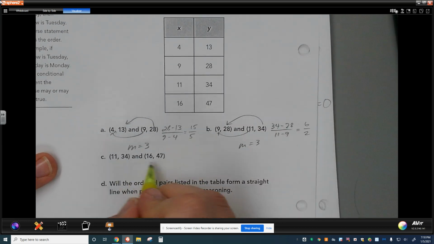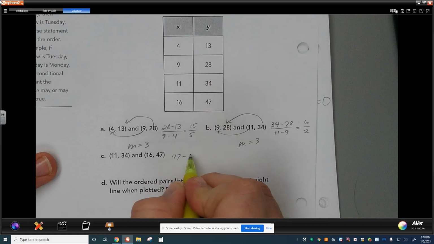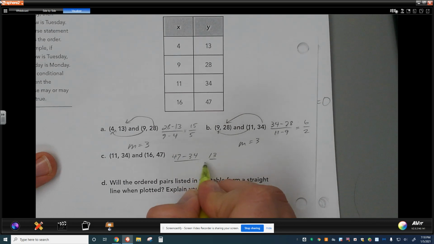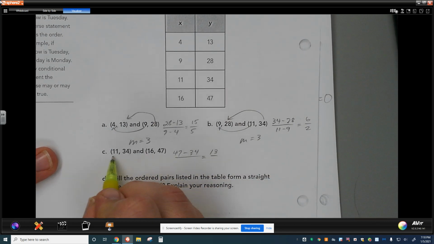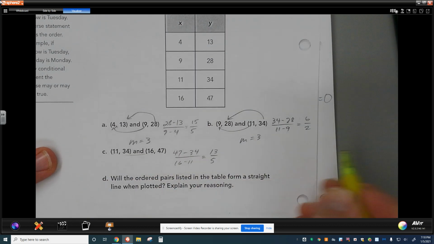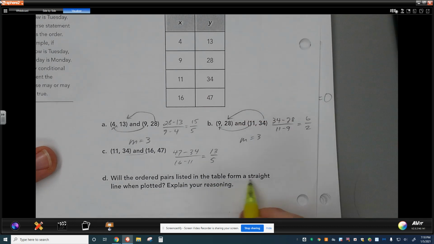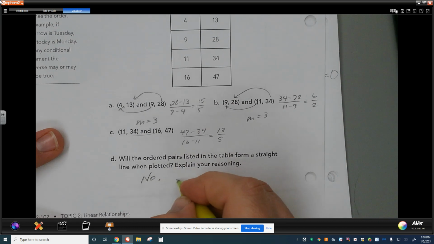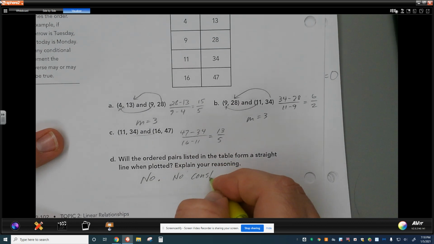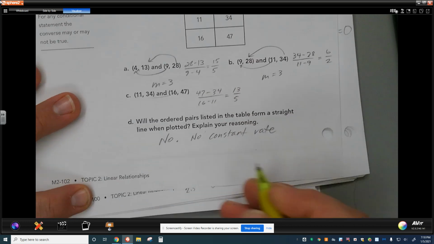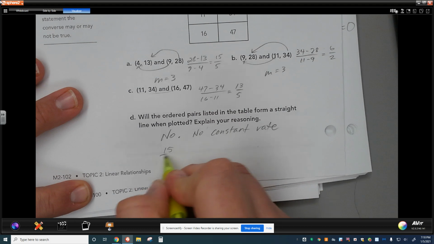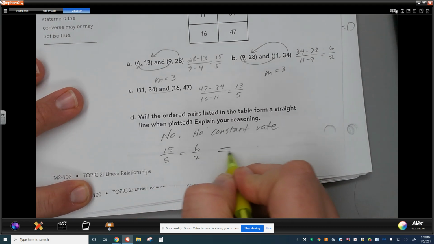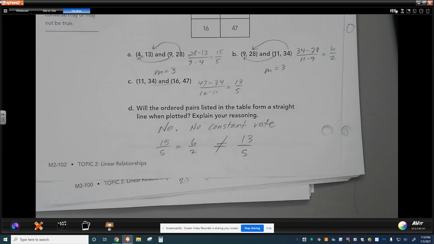Cool. Pretty good so far. 47 minus 34. That's going to be a difference of 13. Yeah, that's got me a little worried. And then 16 minus 11 is 5. And 13 divided by 5 is not 3. And that just tells me right here, will the ordered pairs listed in the table form a straight line? No. There's no constant rate. And it's because of this. 15 divided by 5, while that is equal to 6 halves, it is not equal to 13 fifths. It's not going to be a constant rate all the way through. So there's not a linear relationship.